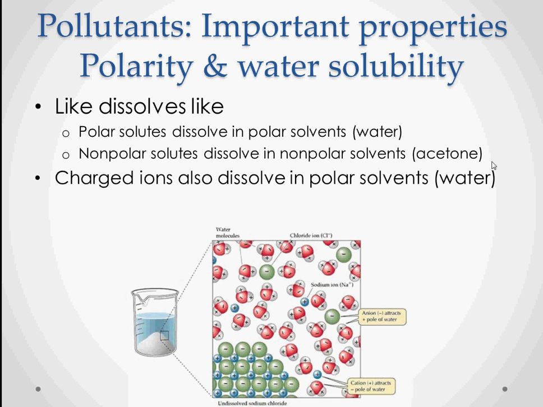And charged ions, as you probably know, will also dissolve in a polar solvent. So that's just a salt. In this case, this is sodium chloride. So you've got the positive sodium ions surrounded by the negative portions of the water molecule, and the negative chloride ions surrounded by the positive portions of the water molecule. So you can see it dissolves nicely in water.